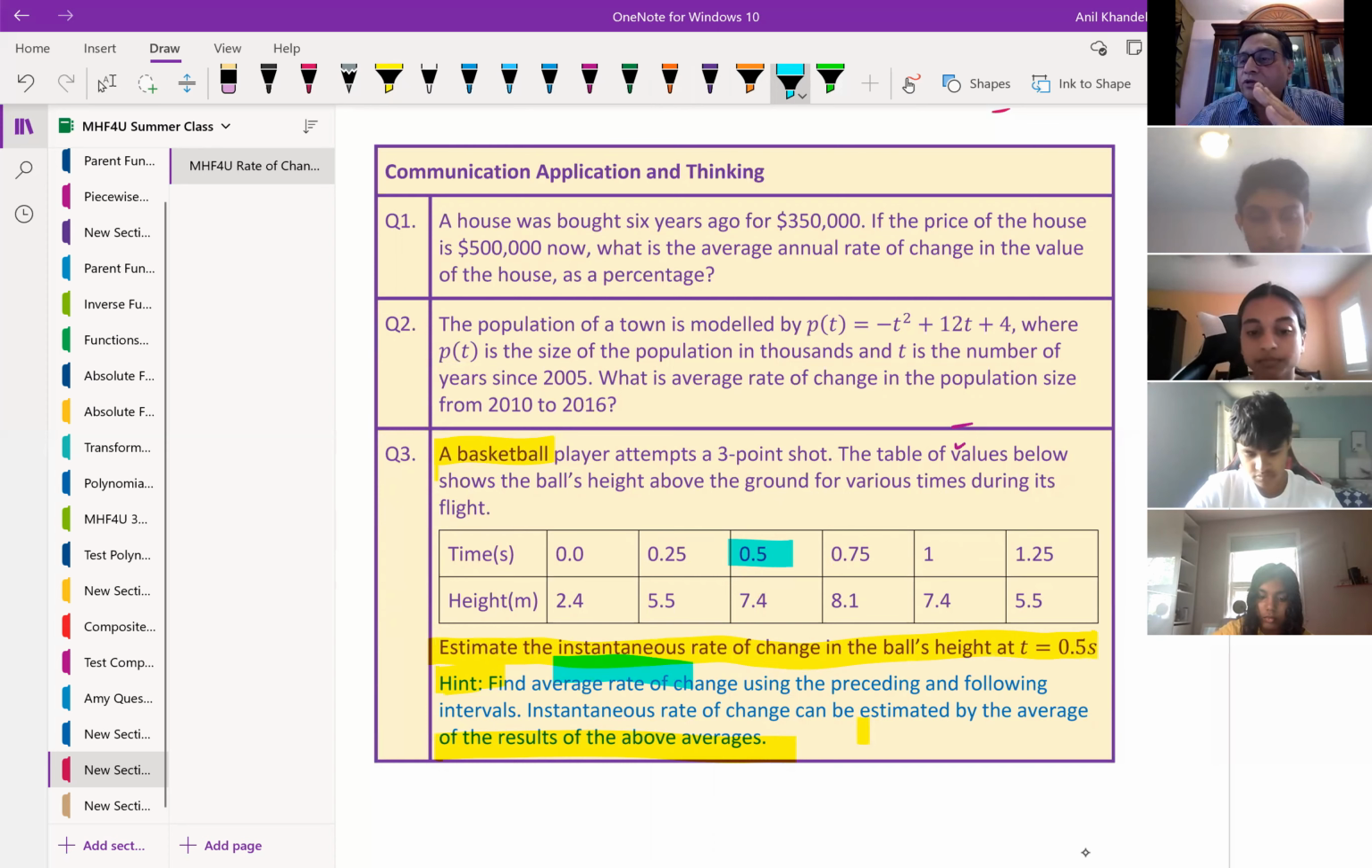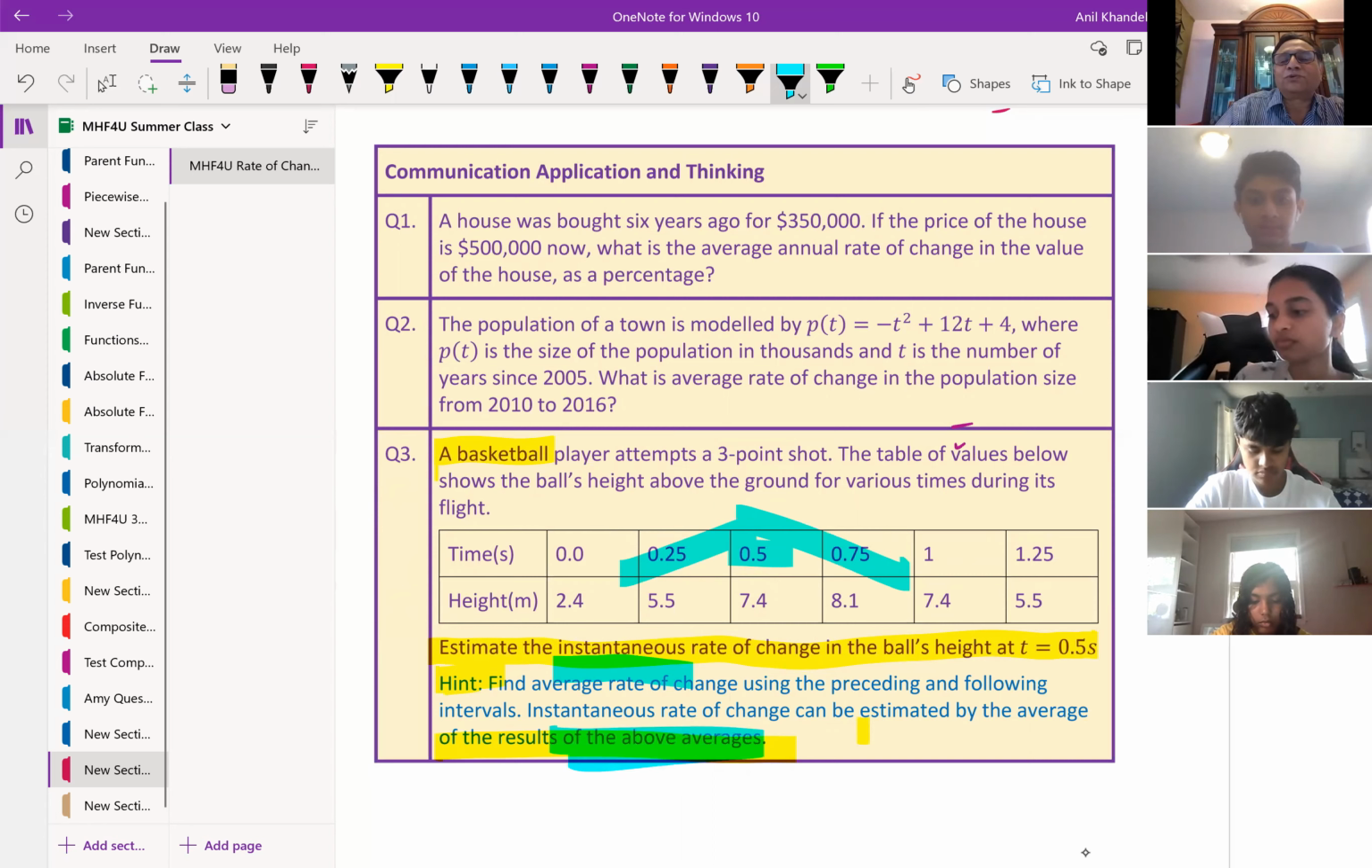How are we going to do it? We will find the average rate of change in the preceding case, that is from 0.25 to 0.5, correct? And we'll also find the average rate of change in the following case, which comes after, and then we'll average it out to get the average rate of change at the center. That will be very close to the instantaneous, and therefore we are saying estimate in our question. Is this all clear to you?